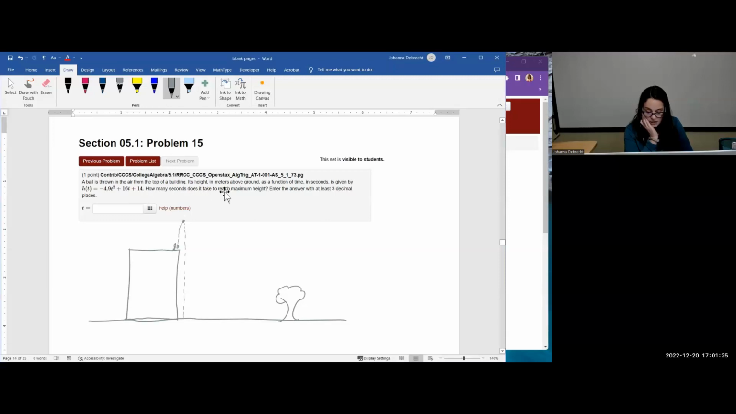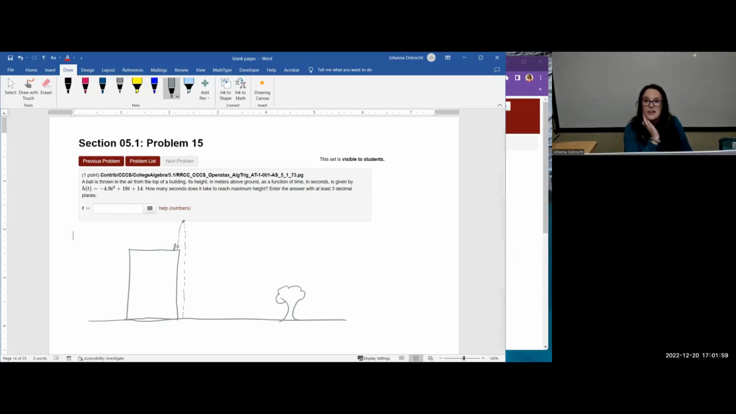How many seconds does it take to reach maximum height? Well, t is time and h is the height. And gosh, this looks a lot like a parabola. Yeah, it is. And this is a parabola. And where do I find a maximum? At the vertex, where I always find my maximums or minimums. So let's go ahead and take this equation and find the coordinates of the vertex.